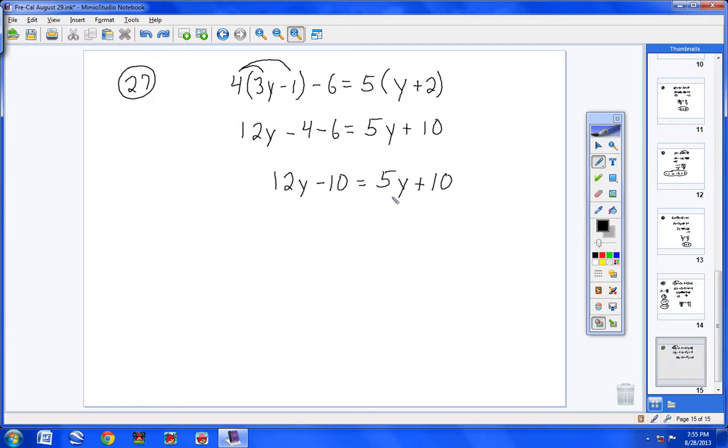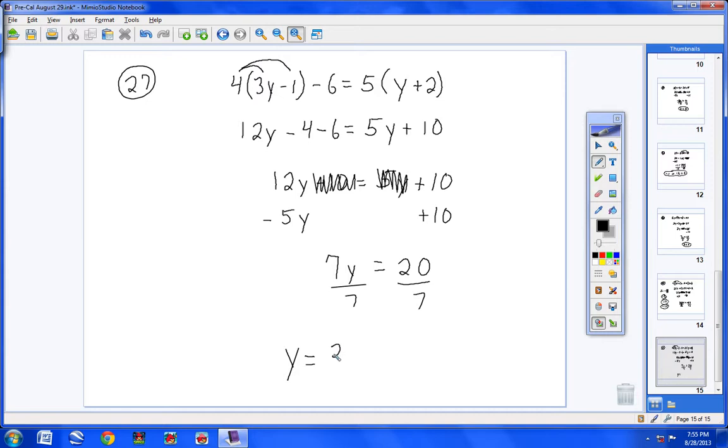So here we go. Let's bring this 5y over, and when we do, it's going to become a negative 5y. Let's bring this negative 10 over, and when we do, it's going to become a positive 10. So we moved this over, it's gone. We moved this over, it's gone. And it looks like we're left with 10 plus 10 is 20, and 12 minus 5 is 7y. So now we're going to divide both sides by 7, and your answer would be this.